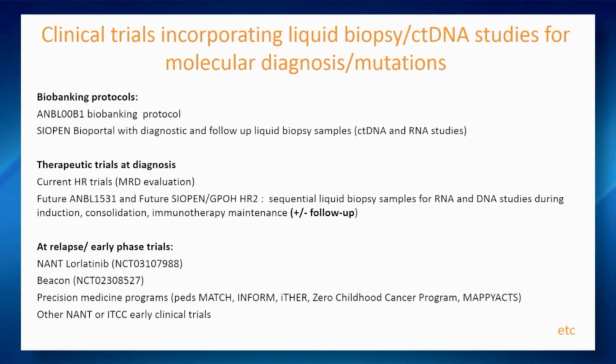I think currently there are a number of clinical trials that are already incorporating these kinds of studies, and a number of biobanking protocols that are based on additional sample collections in SIOPEN. Future studies will also, of course, focus on sample collections as is being done in COG currently. Therapeutic trials at the time of diagnosis will be based on MRD evaluation, and at the time of relapse, a few studies are already looking at ctDNA during the disease course in the context of ancillary studies based on these programs.